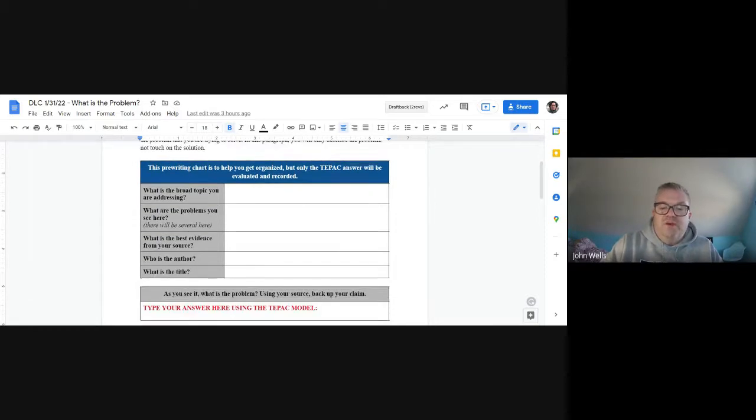So if you look at this pre-writing chart for today, it is very straightforward. The first line, what is the broad topic you are addressing? Again, we've done this before. This is just a few words about what the topic is, but it is without opinion. So it's the broad topic, but just without any opinion.